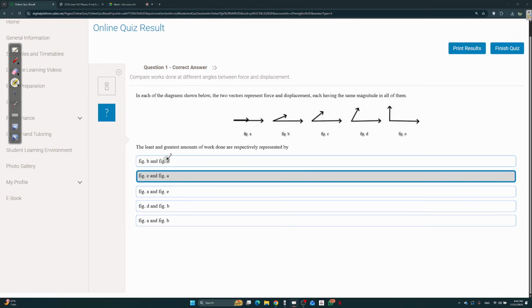In each of the diagrams, they're telling you which one is the least work and the greatest amount of work. Of course the least work is when the angle is how much? 90. And the greatest work is when the angle is 0. Because work is equal to F D cosine theta, and cosine 90 is 0. So over here, the one with the least work would be figure E, and the greatest would be A.